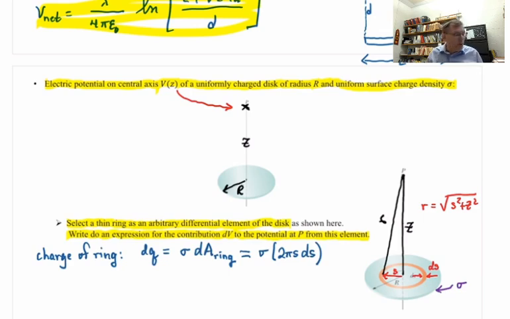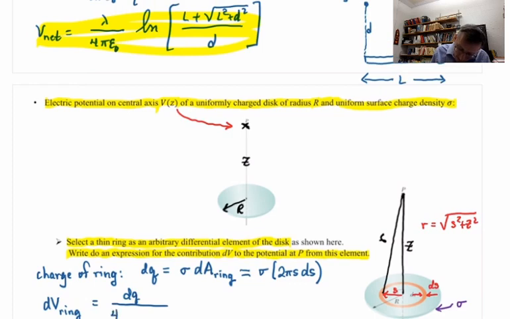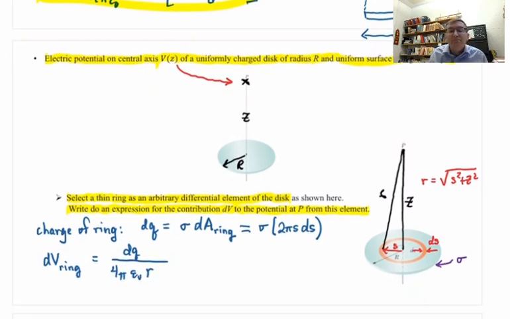Sigma times 2 pi s ds. And that's our dq. So our dV from just the ring is the dq of the ring over 4 pi epsilon 0 little r. Look at my picture over there on the right. Little r. Not big R, not S, not Z. You really have to look at this picture and think about it.